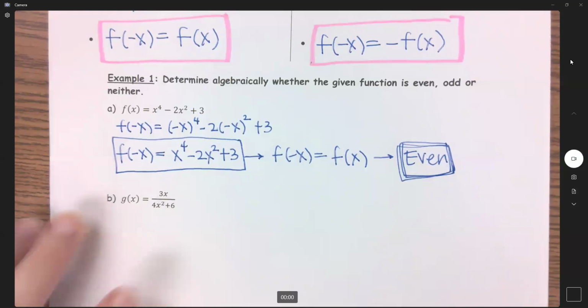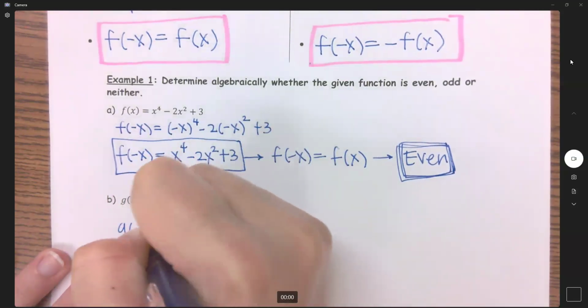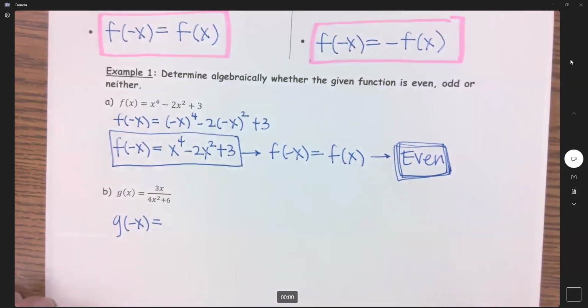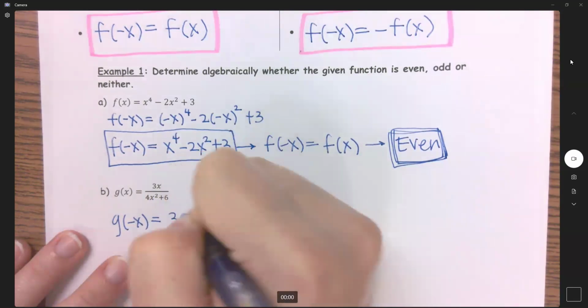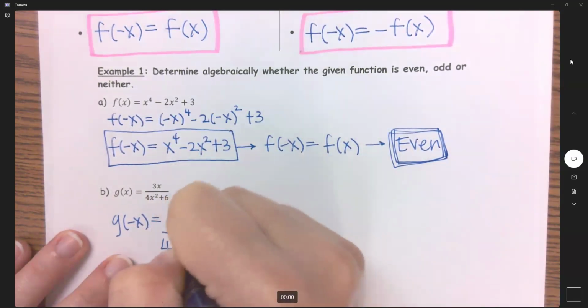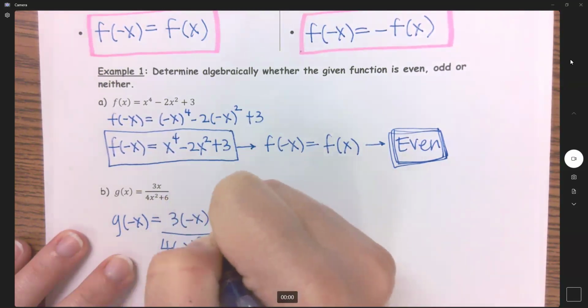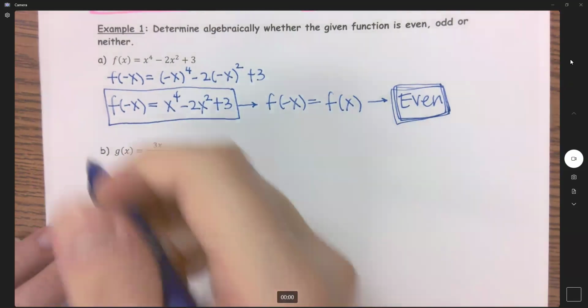Now moving on to b, we have g of x. So I'm going to plug in g of negative x. Everywhere I see an x, I'm putting in negative x. So we have 3 times negative x all over 4 times negative x squared plus 6. So simplify that.